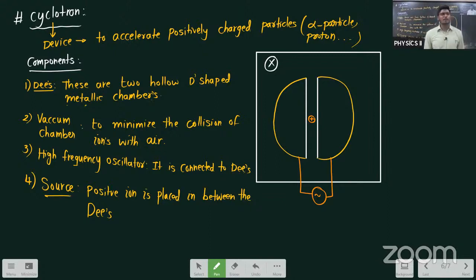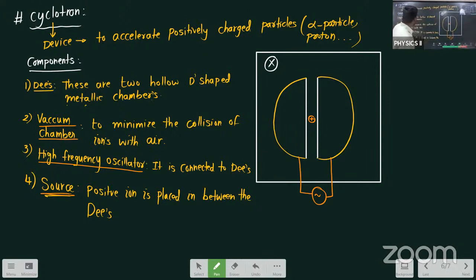I will try to explain how a cyclotron works. That's not necessary, but for your knowledge, I will be explaining how the cyclotron works. For your main examination, these things are enough. What is a cyclotron? A cyclotron is a device which is used to accelerate positively charged particles to high energies. The components of a cyclotron are the vacuum chamber, high frequency oscillator, and source. Which type of source will we consider? A positively charged particle, or positive ion, as the source.